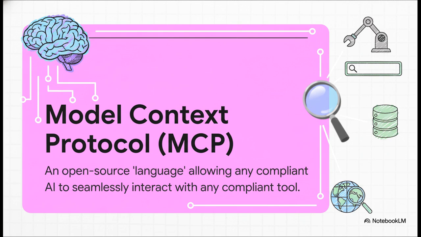At its core, it's an open-source, standardized language. And here's the crucial part. It completely separates the AI's brain, its ability to reason and think, from the limbs, which are all the external tools and data sources. This is huge. It lets the AI focus on being smart, while all the other tools do the heavy lifting.